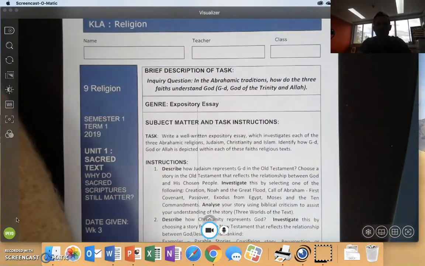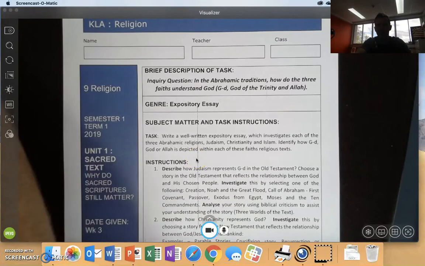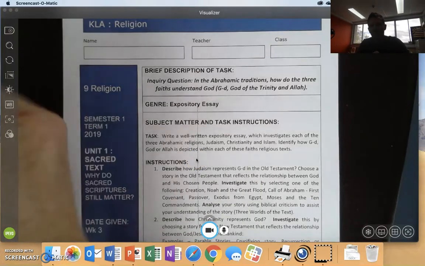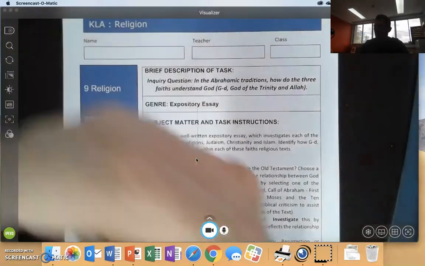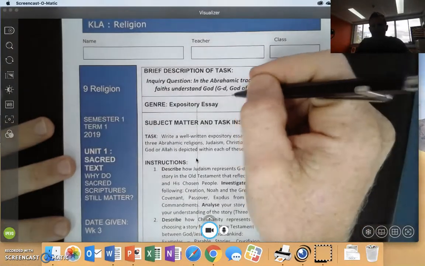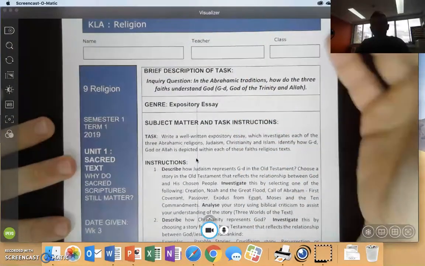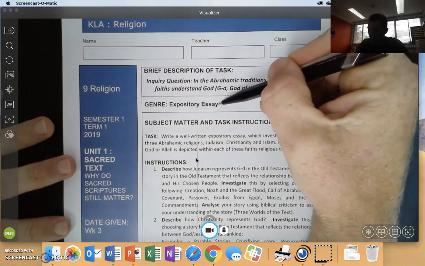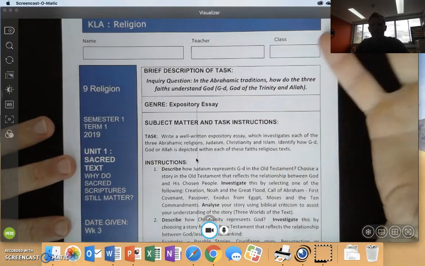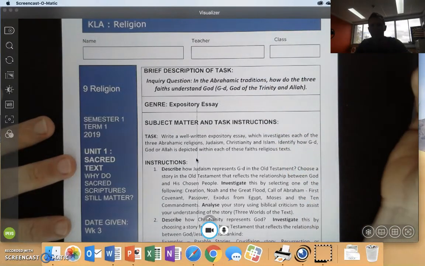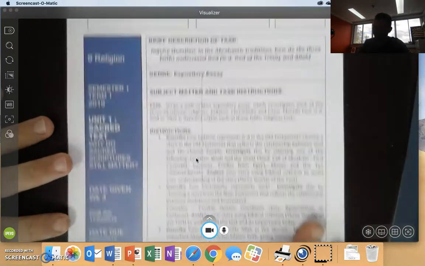The genre is an expository essay, so you need to know what that is. Look into it. What task requirements are in an essay? It's different to a report and different to a narrative. We need to write according to that because that is how you're going to be assessed in respect to answering a task.